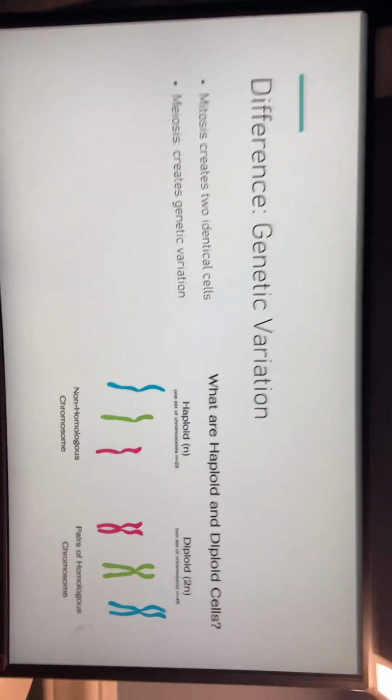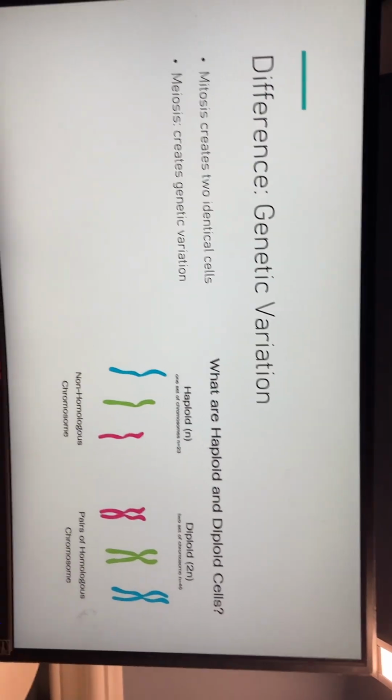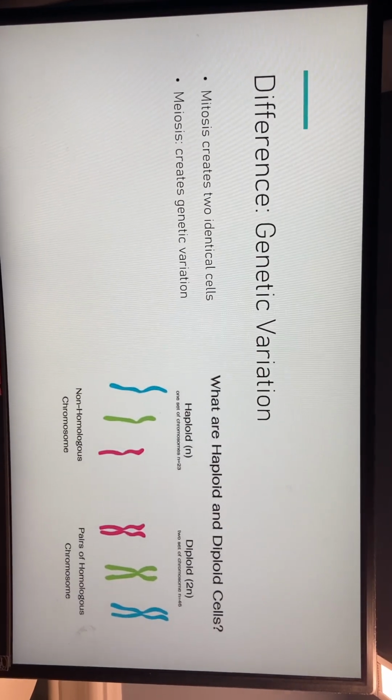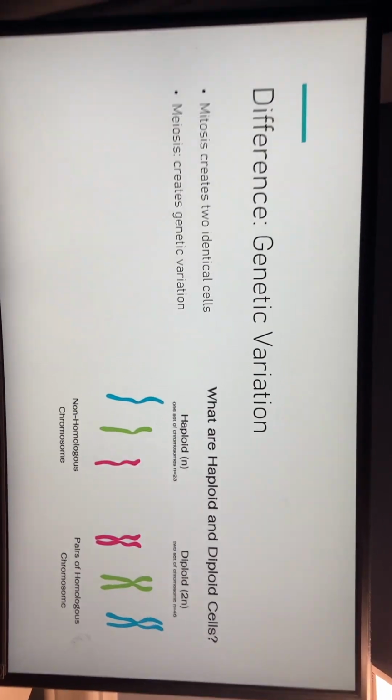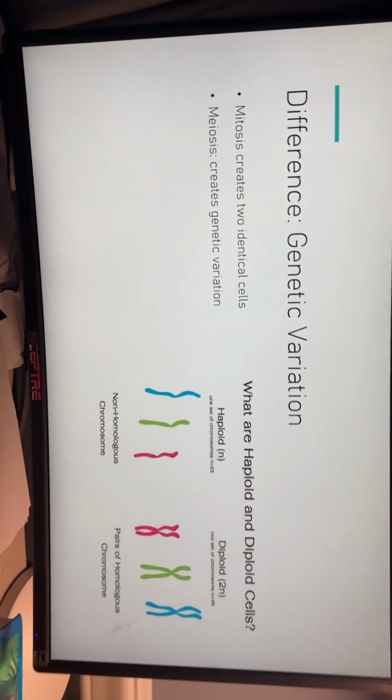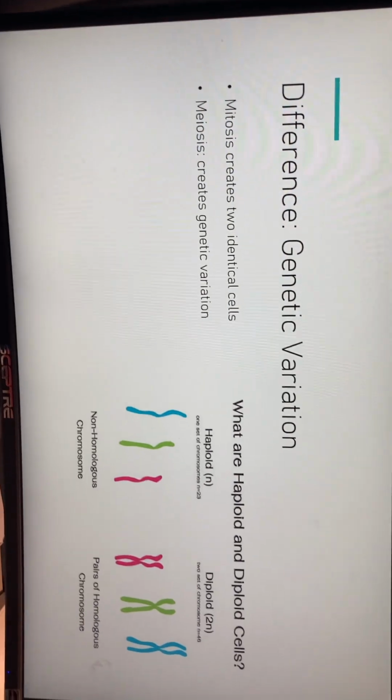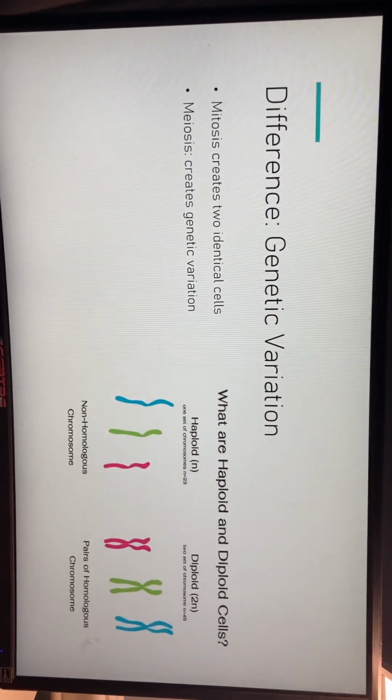If you want to think of 2 to the power of 23, I think that was the example, because humans have 23 pairs of chromosomes, or 46 chromosomes. That will create a lot of genetic variation, as there are many different outcomes.